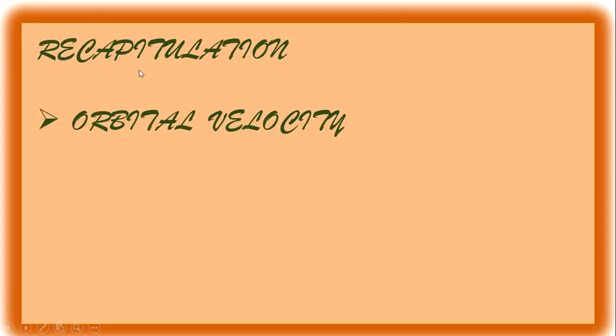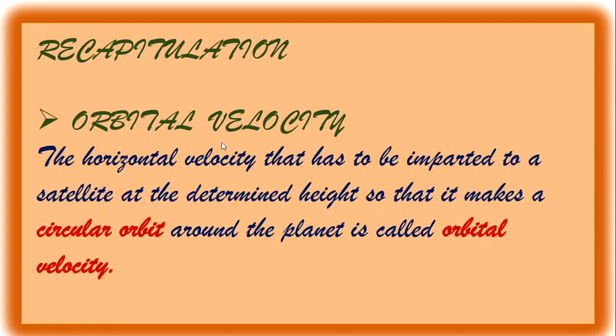Let us revise previous class portion. Orbital velocity. What is called orbital velocity? The horizontal velocity that has to be imparted to a satellite at the determined height so that it makes a circular orbit around the planet is called orbital velocity.